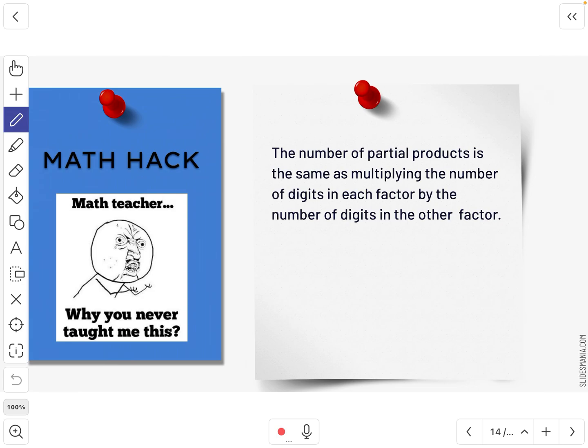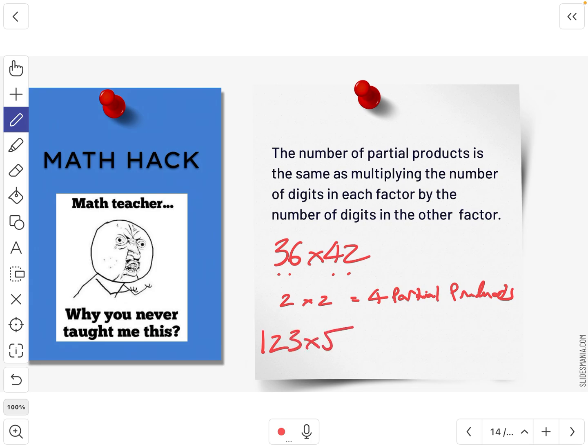Now, how many partial products are you going to have? Well, remember, I gave you this tip last time. If you have, let's say, 36 times 42, you can count how many digits are in this and how many digits are in this. And that's 2 digits times 2 digits, so you're going to have 4 partial products. Alright? And if you have like 123 times 5, that's 3 digits times 1, so it's going to be 3 partial products.